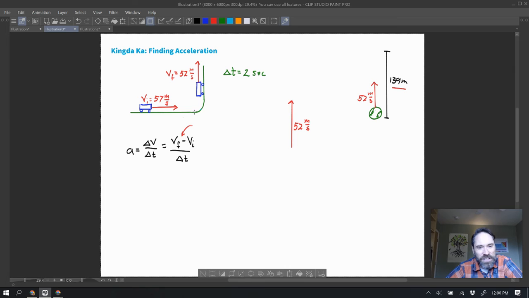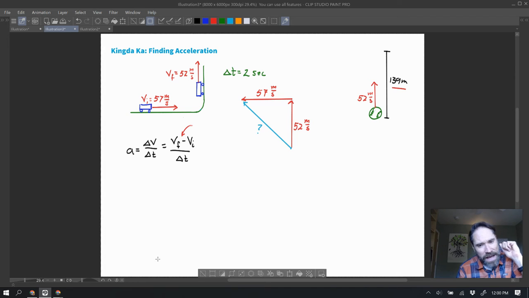So it's 57 to the right, and now it's going to be 57 to the left. And I'm going to place that nose to tail, just like we've learned. So I'm going to put my 57 right in here. This is 57 meters per second. And my change in velocity then is nothing more than going from the tail up to the head over here. So that's my change in velocity.